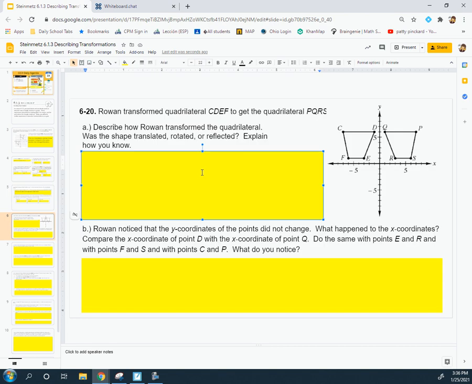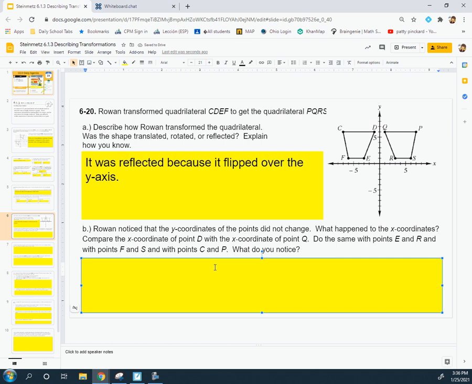All right, Rowan transformed quadrilateral CDEF to get the quadrilateral PQRS. Describe the transformation. Was the shape translated, rotated, or reflected? Reflected, because it flipped over the y-axis. Rowan noticed that the y-coordinates of the points did not change. What happened to the x-coordinates? Compare the x-coordinates of point D.